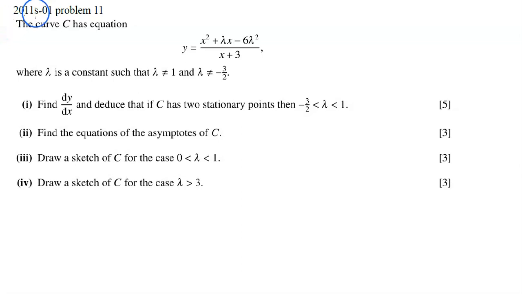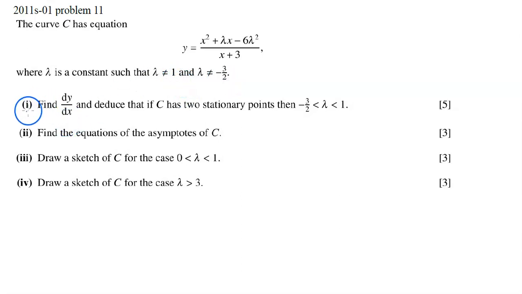This is a rational functions question from the 2011 summer paper 1. It was problem 11, so further maths. The curve C has the equation y equals (x squared plus lambda x minus 6 lambda squared) divided by (x plus 3), and lambda is some constant such that lambda does not equal 1 and lambda does not equal negative 3 over 2.